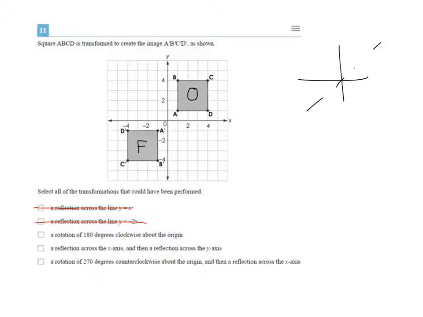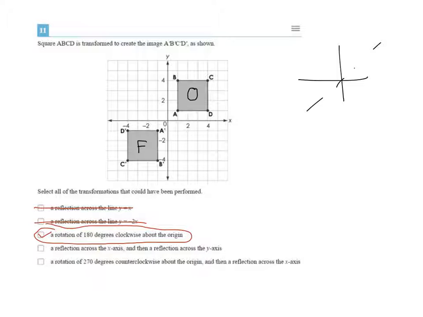A rotation of 180 degrees clockwise around the origin. If I took this and rotated it 180 degrees around the origin, would it end up in that place? And of course it would. So this would be 1. That's one of our selections, but there could be multiple answers. Obviously, you just rotated 180 degrees, half a circle around, and that was pretty obvious why that one is true.